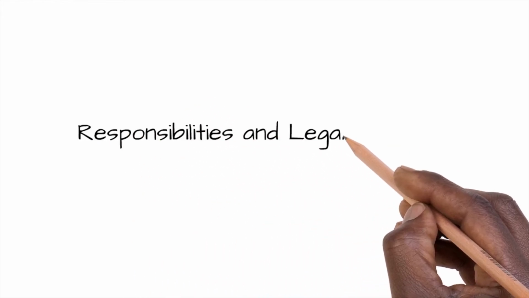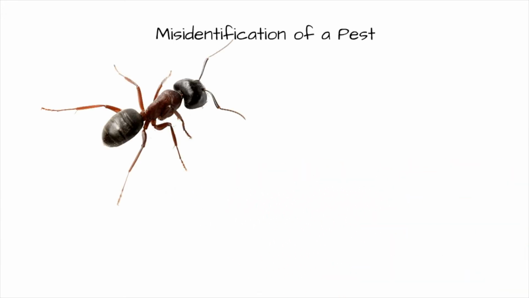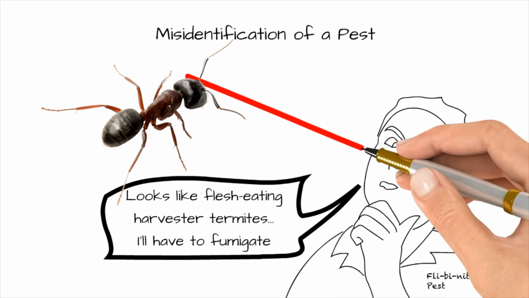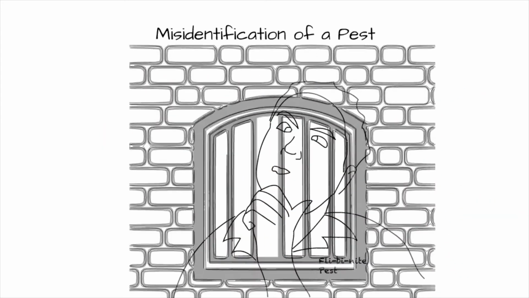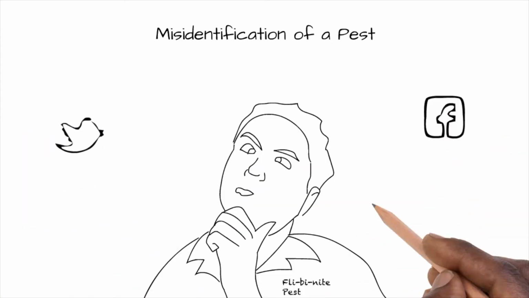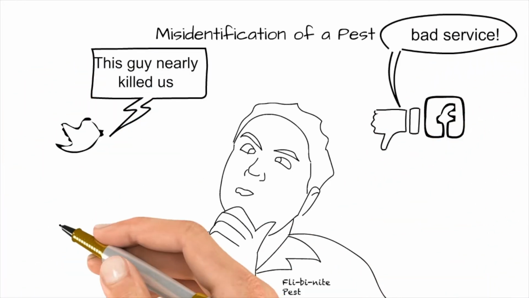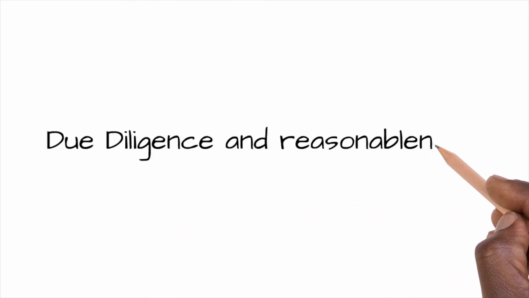Responsibilities and legal implications. Misidentification of a pest. Misidentification of a pest and the resultant incorrect management strategy could result in prosecution for misuse of a pesticide. At the very least, it will damage the pest management professional's reputation, resulting in a lack of confidence by the public.